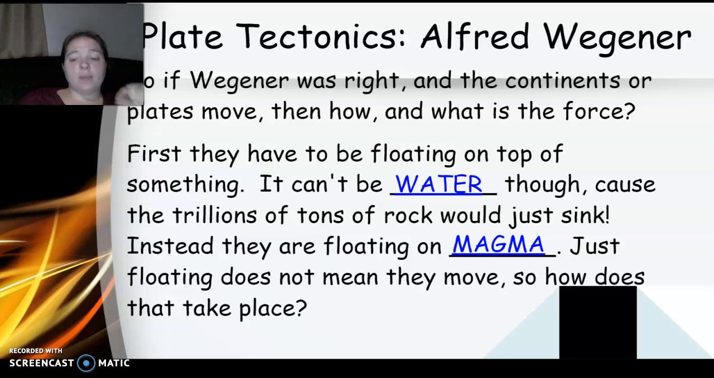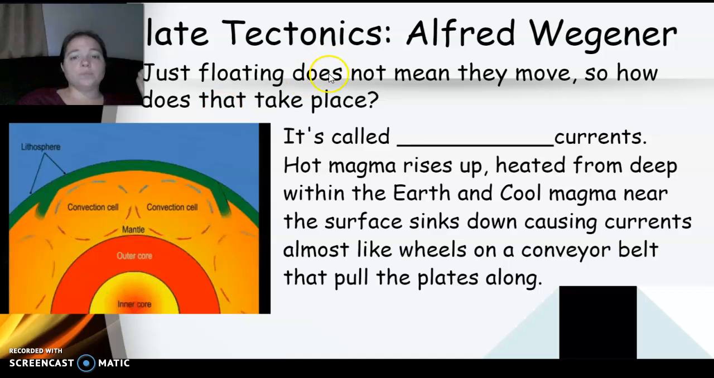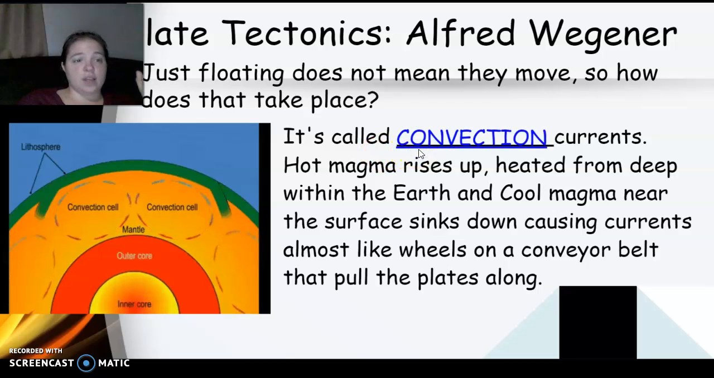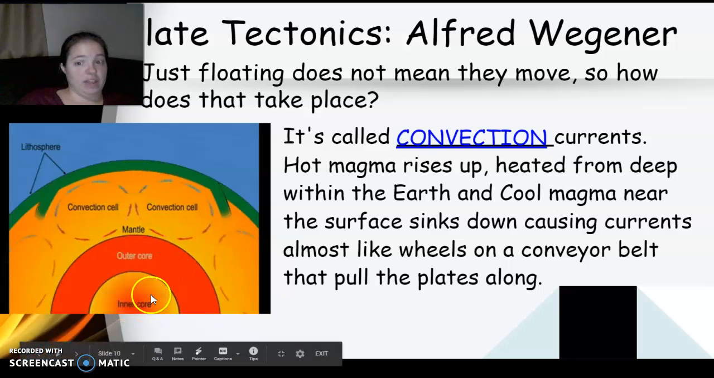Just floating does not mean they move, however. So how does it take place? How do they move? What's this movement? This is called convection currents, not conduction currents, convection, like convection oven. You're going to notice there's a trend with convection. So convection currents, so hot magma rises up, heated from deep within the earth because it's wicked hot there.